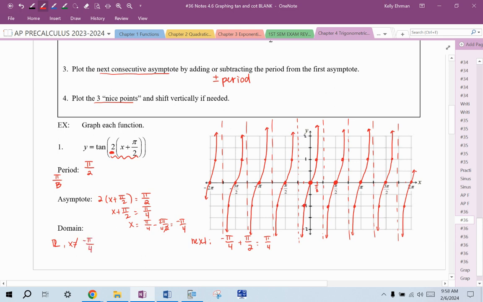Start there. Add the period to that. Multiply the period by k, because from negative pi over 4, you can add any amount of pi over 2s or subtract them, and you'll land on another asymptote. Make sure that you say that k is an integer. I'm saying k is an integer. Our AP exam will write that out. K is an integer.